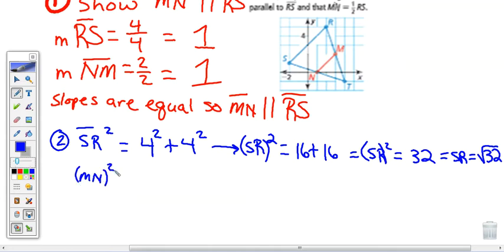M to N squared would equal 2 squared plus 2 squared, wouldn't it? Okay, watch this right here. What's 2 squared plus 2 squared? 8. So doesn't that mean that MN is equal to the square root of 8, kids? Would you agree with that?